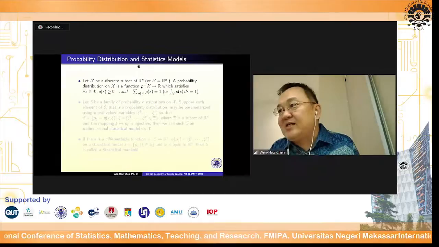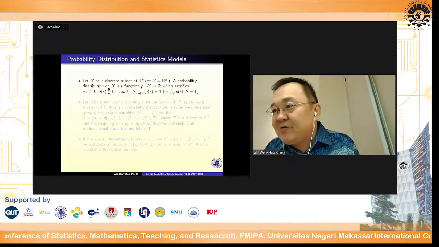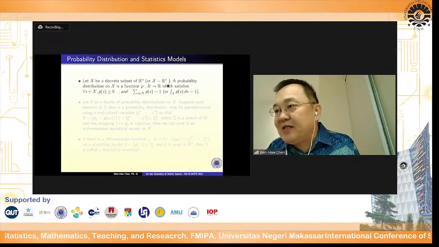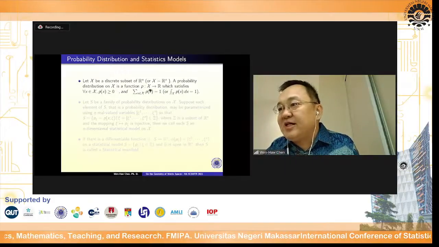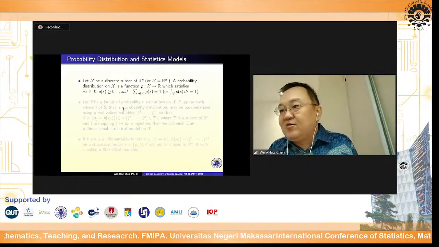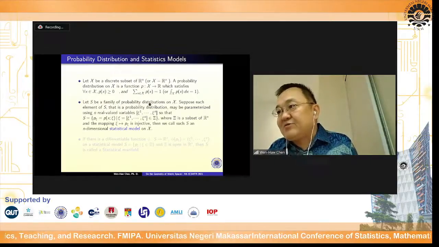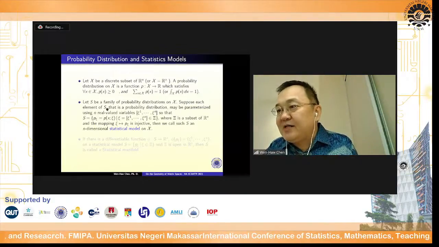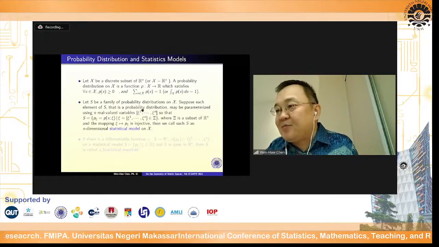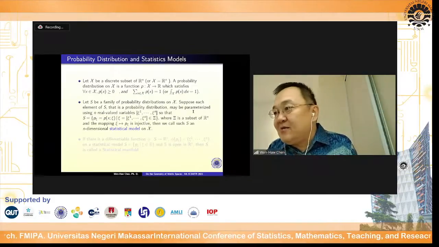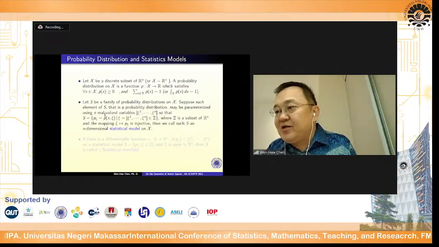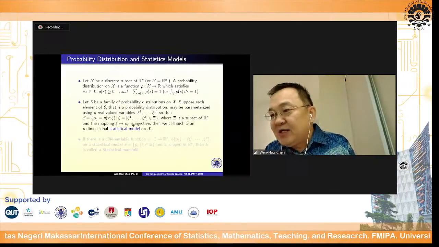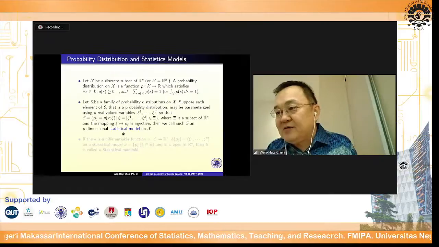For probability distributions and statistical models, we let X be a discrete subset of R^n. The probability distribution is a function which satisfies this formula. Let S be a family of probability distributions on X, and suppose each element of S may be parameterized using a real-valued variable, just like this. So we can set up a so-called n-dimensional statistical model.